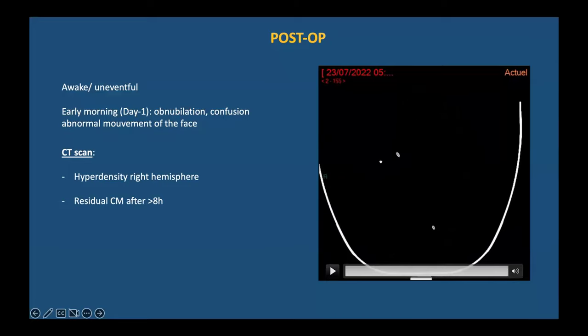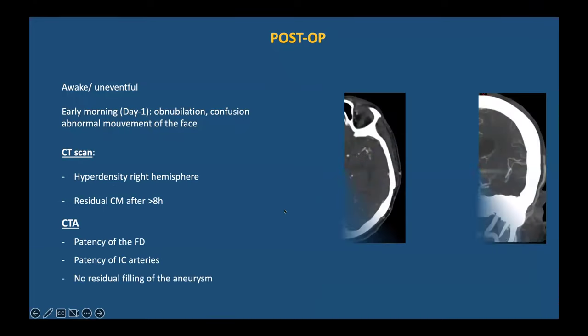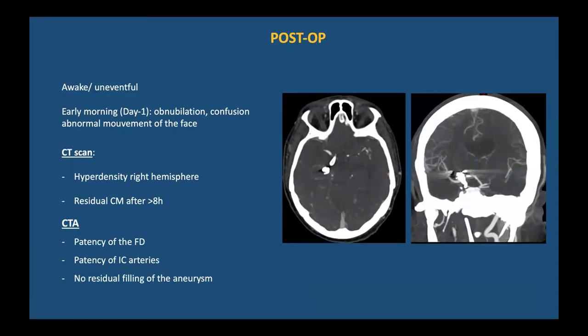With some residual contrast media, it was not injected yet. So after that, of course, we made the CT scan. There was no filling of the aneurysm. Everything was open, and so we interpreted that as a contrast medium encephalopathy. That's quite common at this time because we used this contrast media that gave us some of this problem. And of course, she has a renal failure, thus she was more at risk of this.